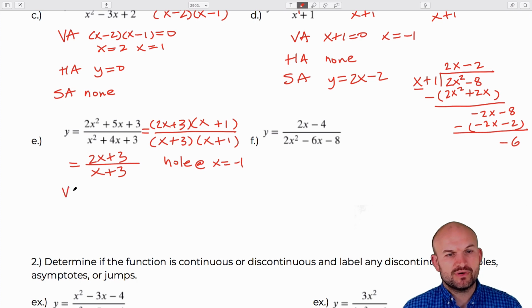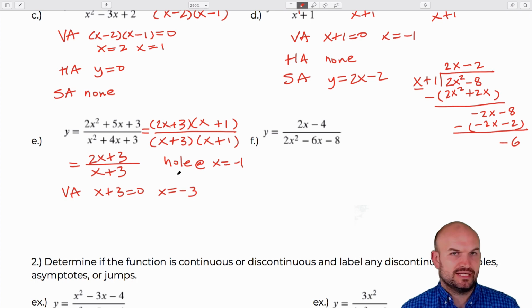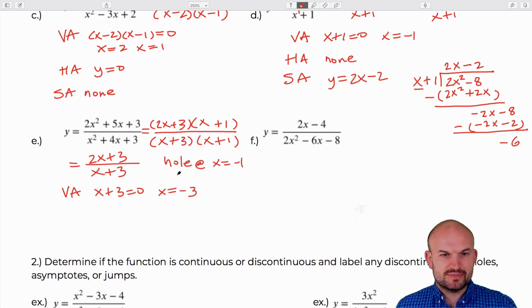So now we go through our vertical asymptote. Again, we're just going to set my denominator equal to 0, but we're not going to include -1. So we're just going to set the x plus 3 equal to 0, and we're just going to get x equals -3. And that's the very important part about this. These are the problems where students get tripped up, because they immediately just set the denominator equal to 0 and solve. But again, we have to be careful for those holes.